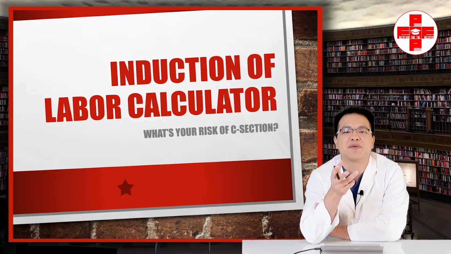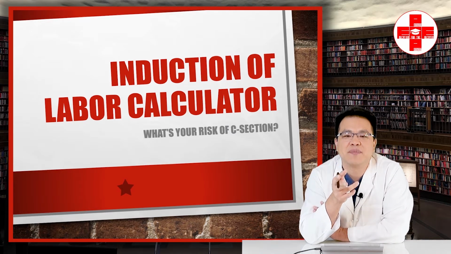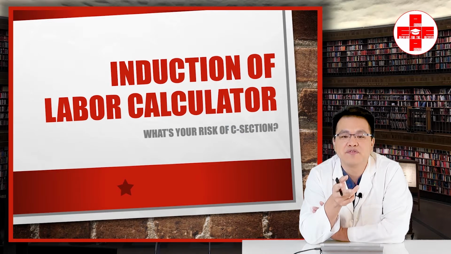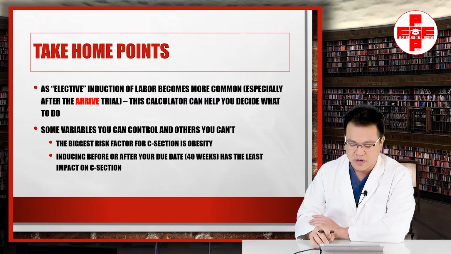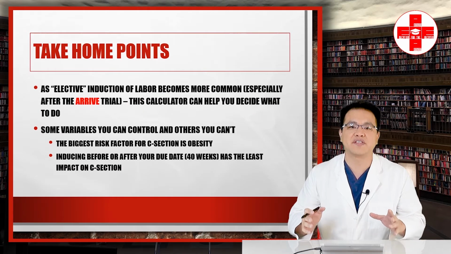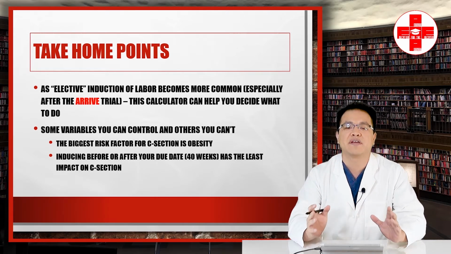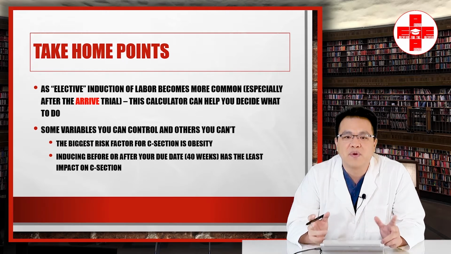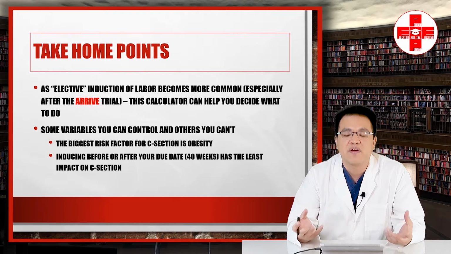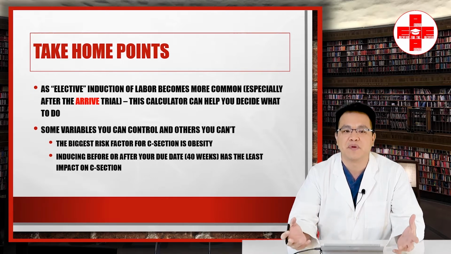In this episode, we're going to talk about the Induction of Labor Calculator. This is a nifty little tool to calculate your risk of C-section if you have to or want to undergo an induction of labor. So let's talk about the take-home points. As elective induction of labor becomes more common, especially after the ARRIVE trial, the calculator can help you decide what to do. Should you get induced or should you not? This will give you some reference point to help make a more educated decision than, for example, flipping a coin.